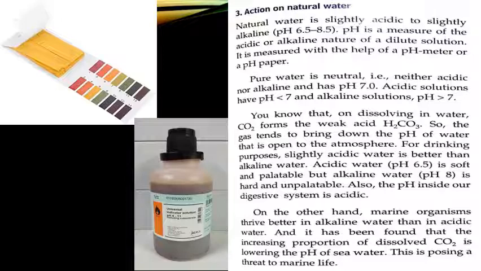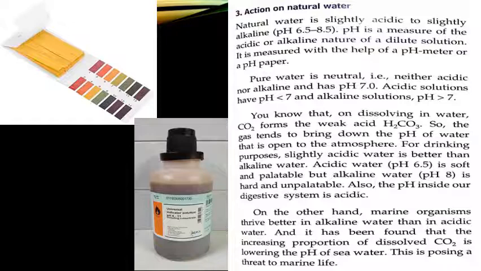So, natural water is slightly acidic to slightly alkaline. That is, it has a pH between 6.5 to 8.5. We say pH 7 is neutral. So, it is slightly acidic and slightly alkaline. pH is a measure of the acidic or alkaline nature of a dilute solution.